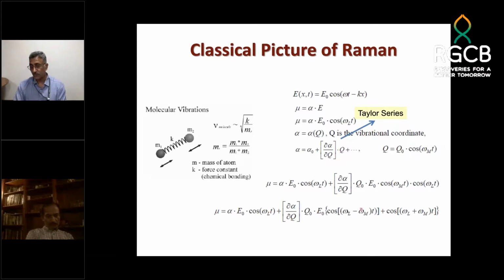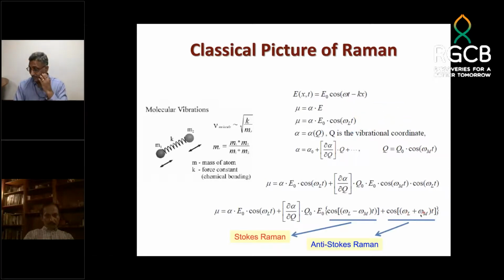And suddenly I have two factors: omega L minus omega M, which is red shifted, and omega L plus omega M, which is called the blue shifted light. So one vibration creates two new frequencies, and similarly any other vibration would be producing many more such frequencies. One is called the anti-Stokes Raman, which is blue shifted, and the other is Stokes Raman, which is red shifted. Now, this will be Raman active if ∂α/∂q is not 0.